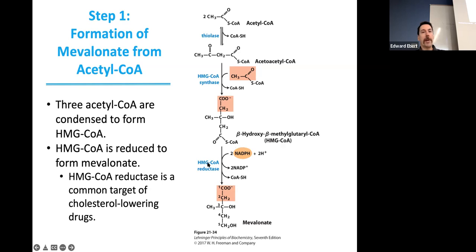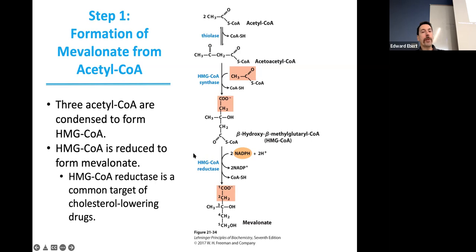Okay, and then our HMG-CoA reductase is going to remove that coenzyme A and give us mevalonate. Okay, so hydroxymethylglutaryl-CoA gets reduced to mevalonate, and then we see our 1, 2, 3, 4, 5 carbons, and our 6th carbon is a methyl group off of carbon 3.